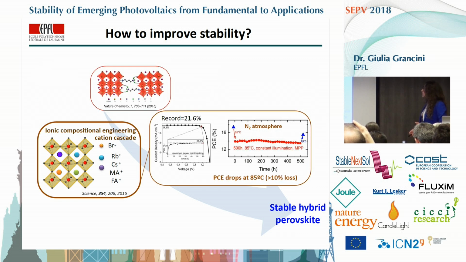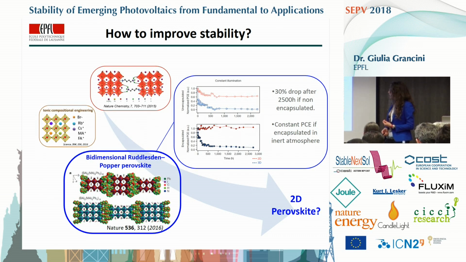Other examples included the work of my colleagues at the EPFL in Lausanne, which have used this very nice cation cascade, incorporating many different cations to stabilize the crystal structure of the perovskite. And more recently, there has been also a new family of perovskite that has been investigated. It's the so-called bidimensional Ruddlesden-Popper perovskite phase, or quasi-two-dimensional perovskite phase, that has shown a much superior stability in terms of lifetime of the solar cells compared to the 3D perovskite, with efficiencies around 10%.